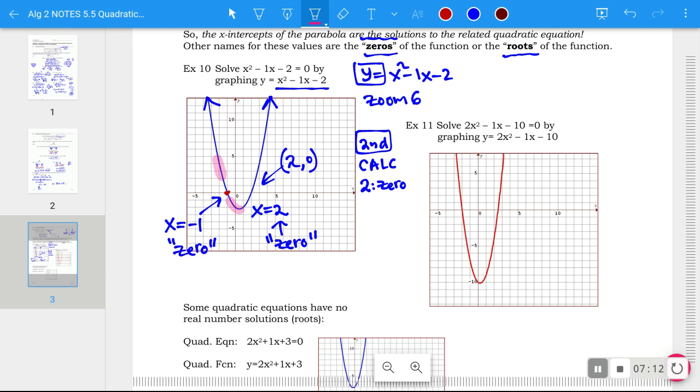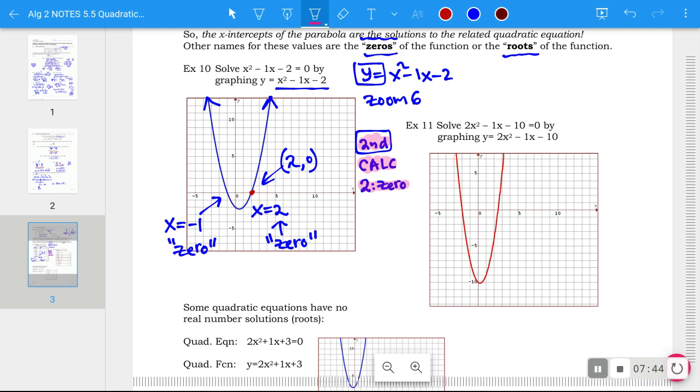Now you're going to go through the same process again to find the other one. Okay, we're going to find the other one over here. So you go second, calc, and once again, that's above the trace key at the top right of your calculator. Choice number 2, which either says 0 or zeros, I can't remember which.